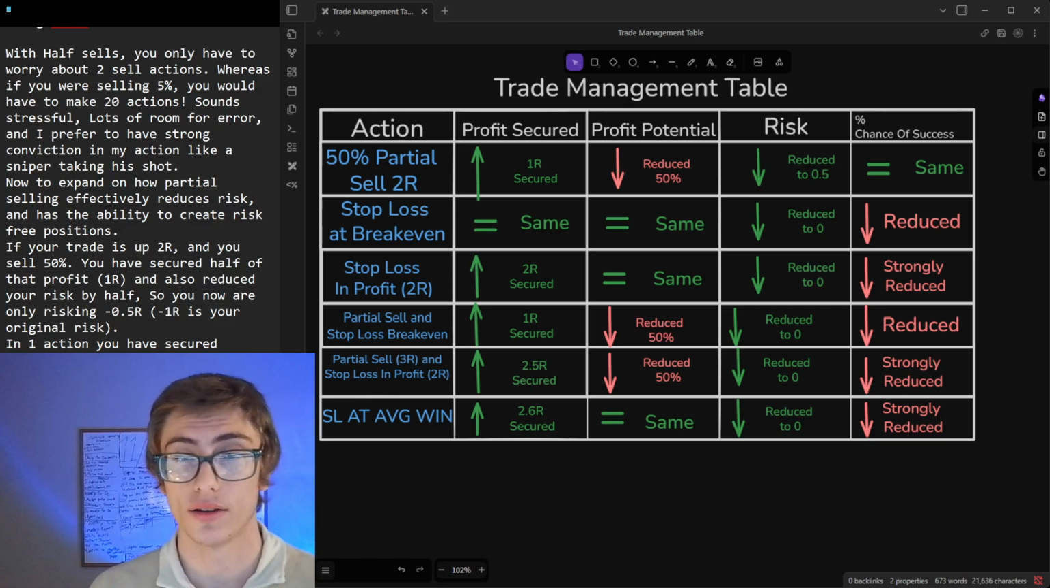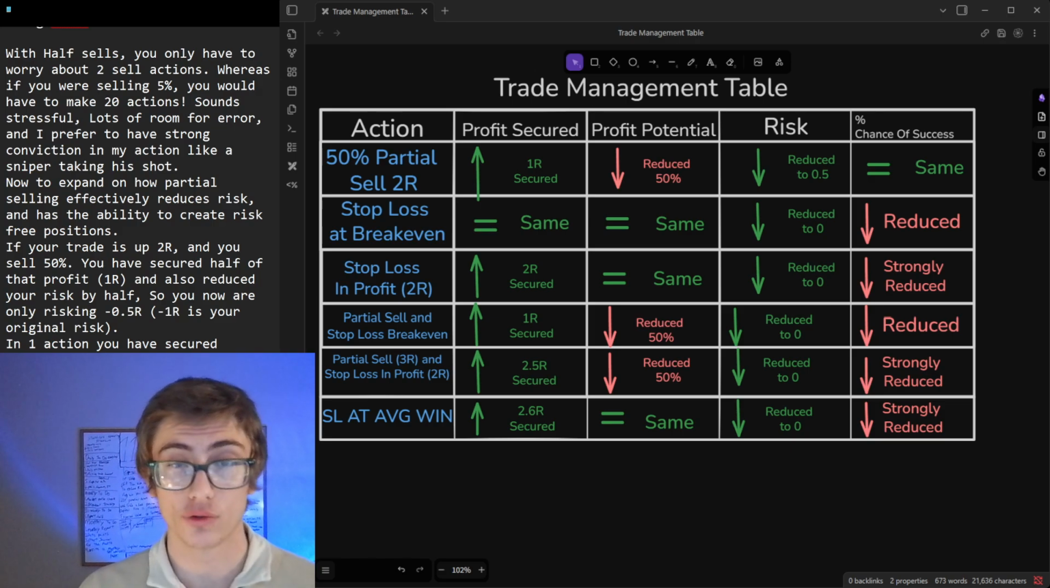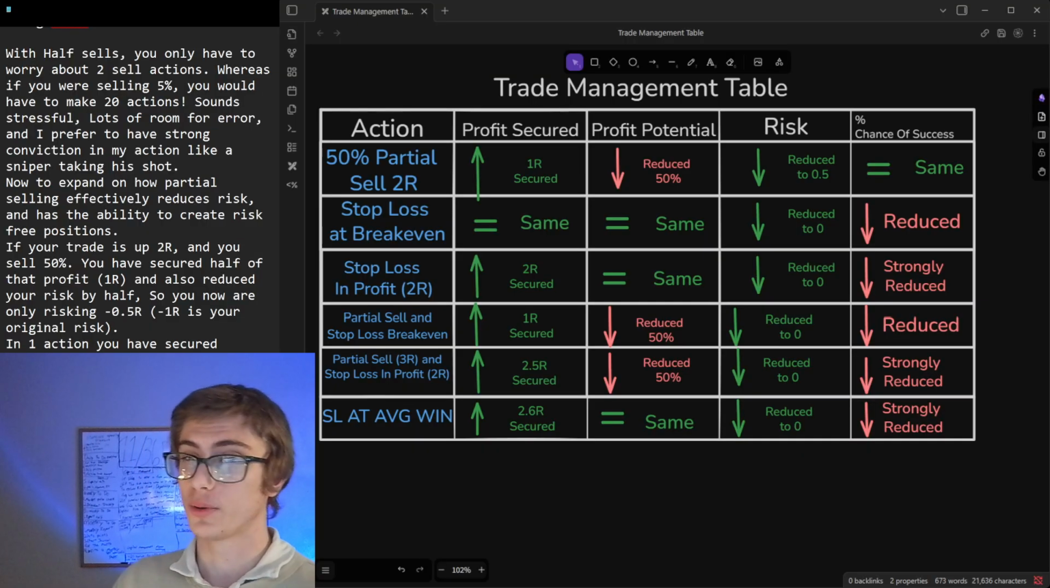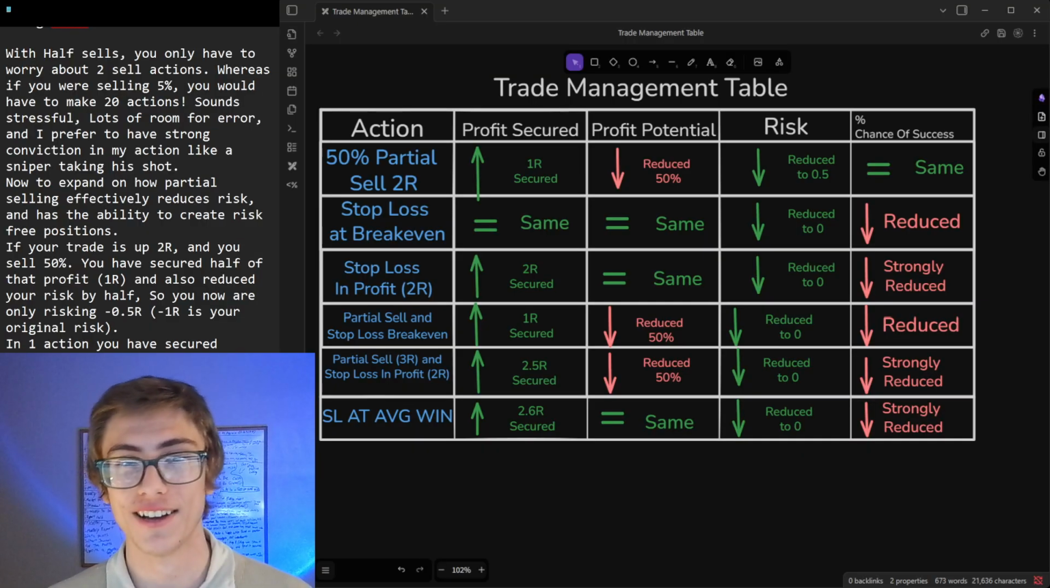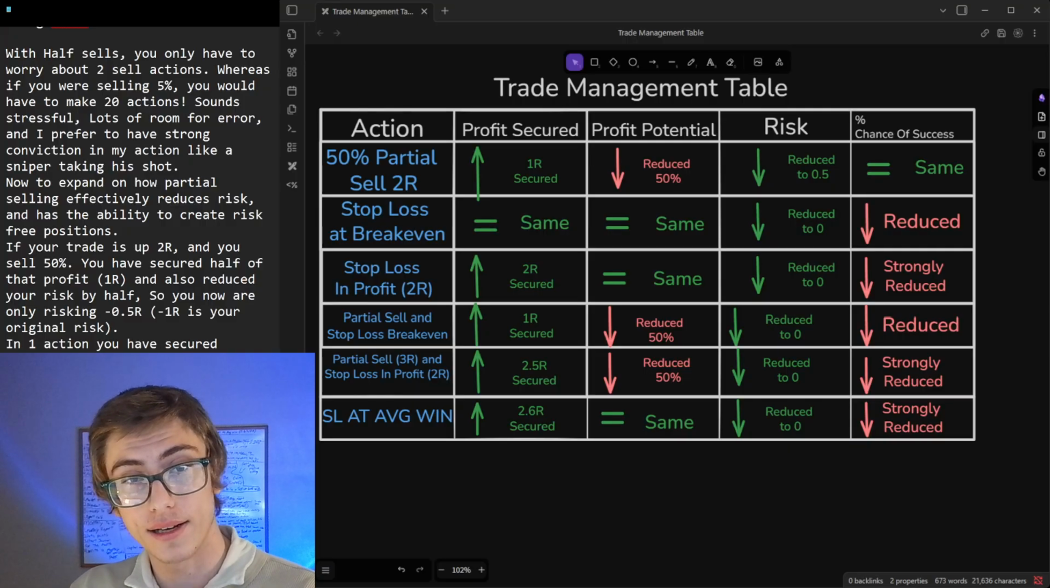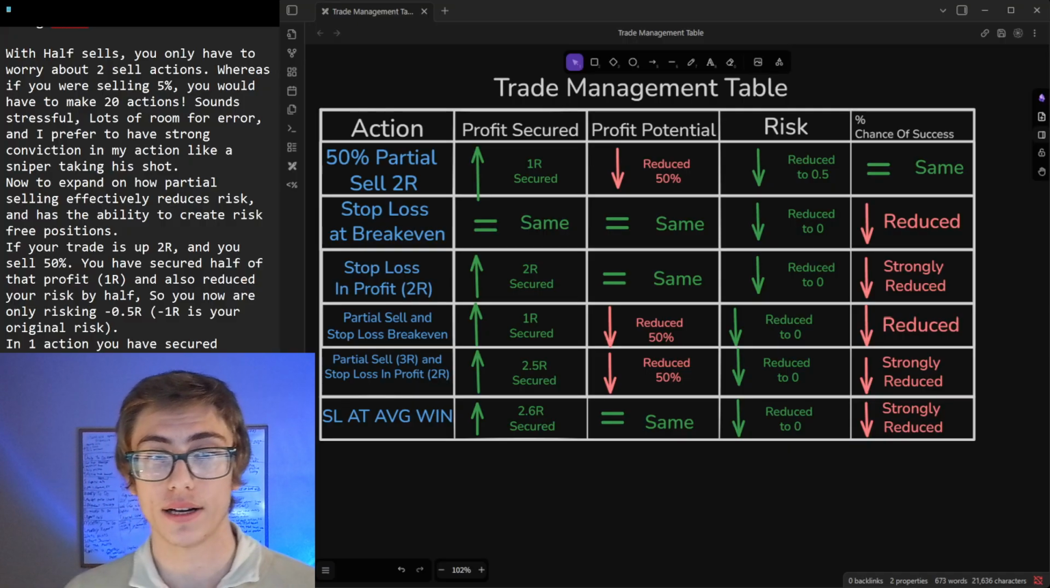Sounds stressful, lots of room for error, and I prefer to have strong conviction in my action, like a sniper taking a shot. A sniper's just not going to keep shooting, pew, pew, pew. No, they're going to wait until they know that this is a very clean, very proper action to take.